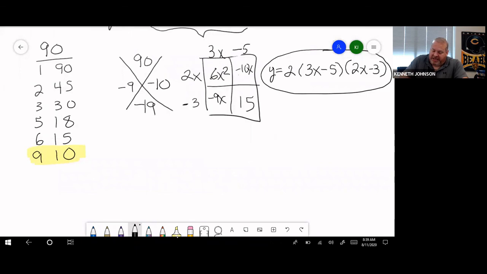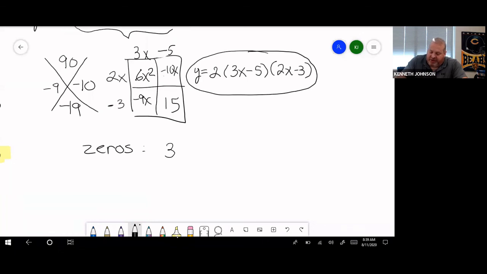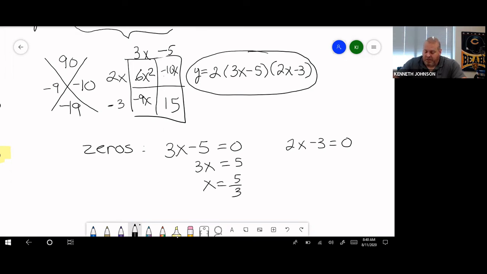If they're asking you to find the zeros or solutions or roots or factors, then the only other thing I need to do is to take each of the parentheses and set them equal to 0. So I'll take the 3x minus 5 and set it equal to 0, and the 2x minus 3, set it equal to 0, and solve. Add 5, divide by 3, add 3, divide by 2. So if it's asking me to factor, we're done there. But if it's asking me to find the zeros, then we have to go a little bit further.